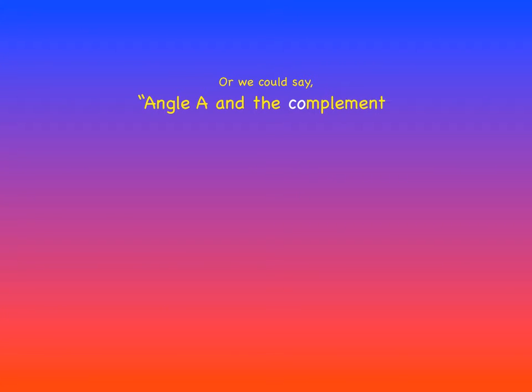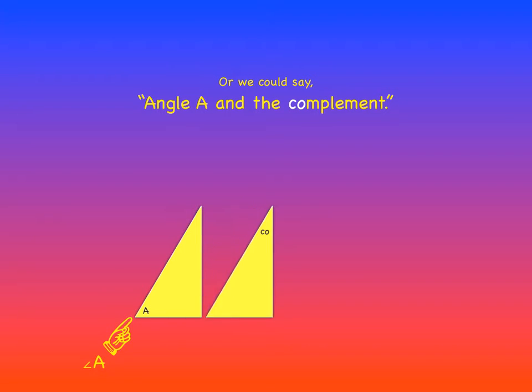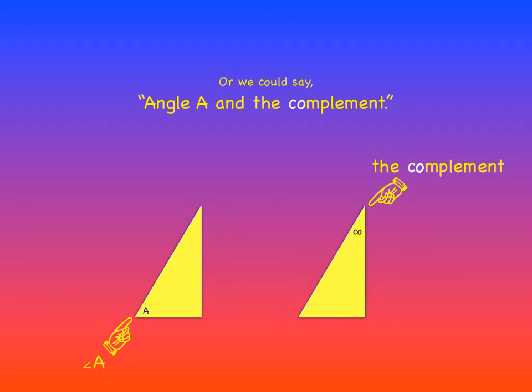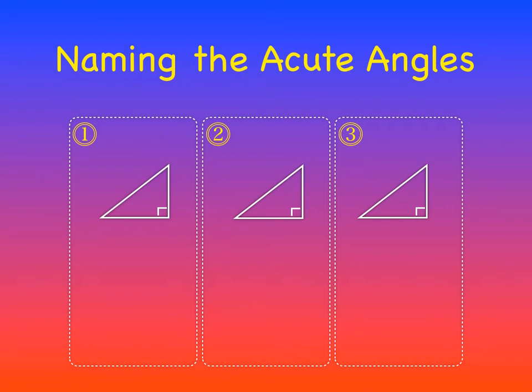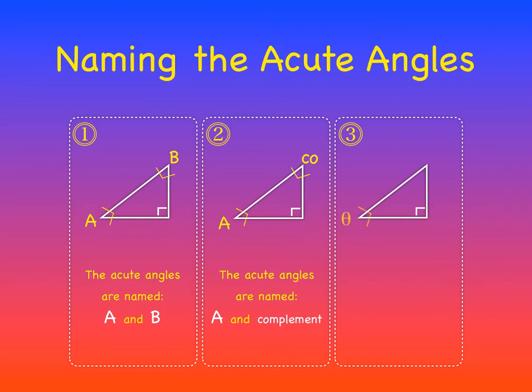Or we could say angle A and the complement. Here's angle A, and there's the complement. A plus complement equals 90. Three ways of naming the acute angles. First way, A and B. Second way, A and its complement. Third way, theta and its complement.